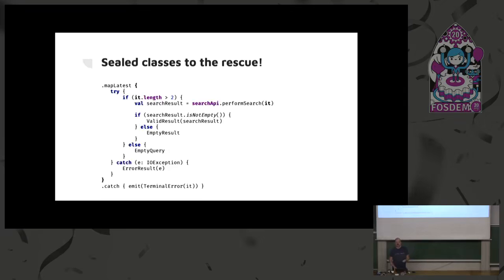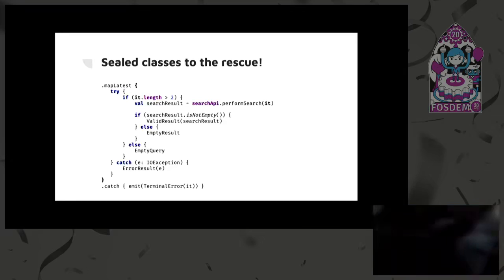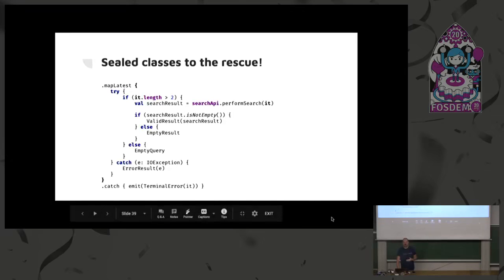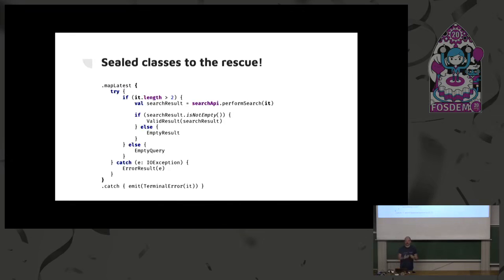If we got an IO exception, I mean a network error, we return an error result with that exception. And then finally, after map latest, we add another operator called catch. This will be the terminal catching for any other exception that we didn't catch in the map latest. And there we emit a terminal error, because if we get another exception inside the map latest that we are not catching, that means that the coroutine, the whole flow, will be cancelled. So you need to restart everything.